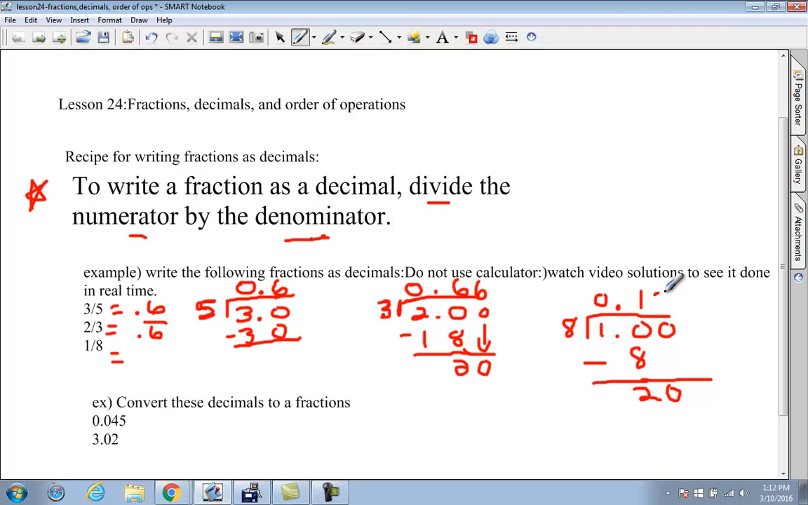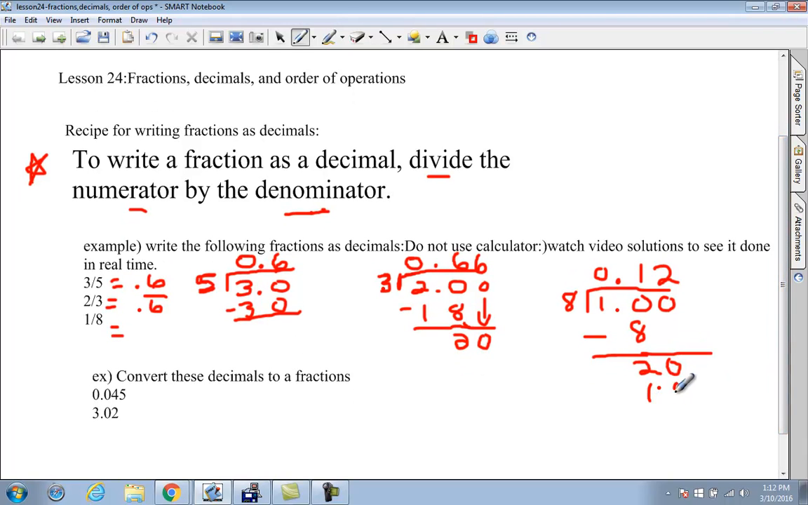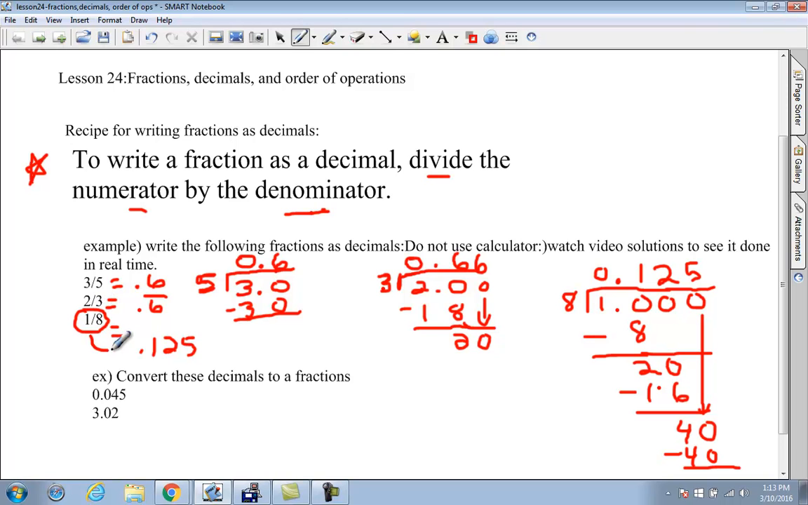8 into 20 about 2 times, right? And then 2 times 8 makes 16. Draw the line and subtract. You can bring down another trailing 0. And 8 into 40, 5 times. And there's where the decimal terminates. So from there on out, it's going to be zeros. So the decimal equivalent there is 0.125 for 1/8. I'll circle that.